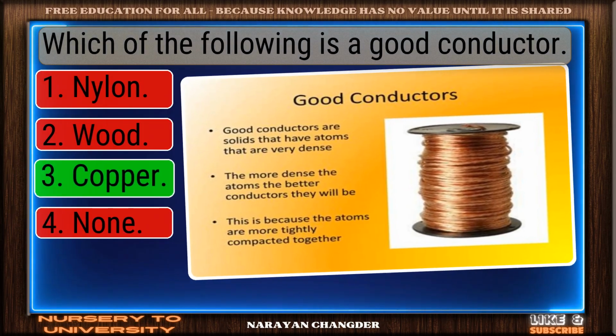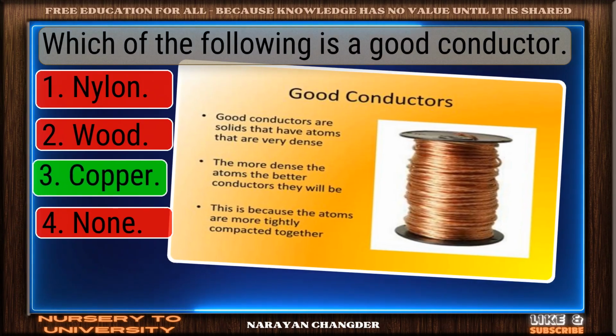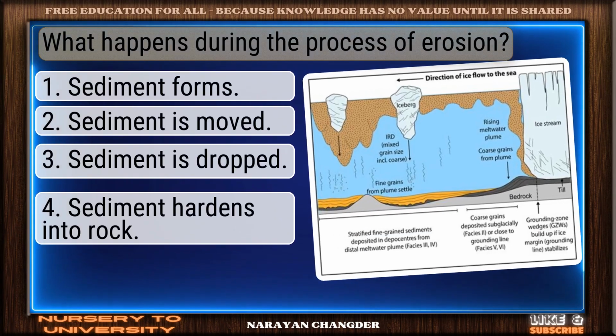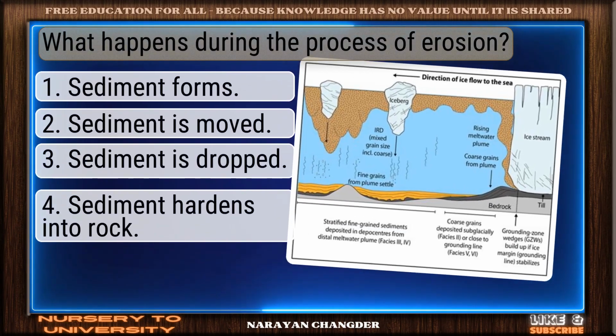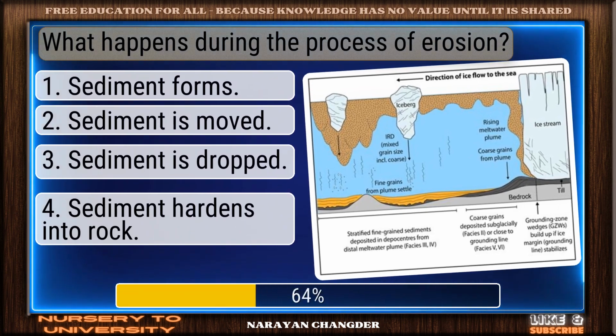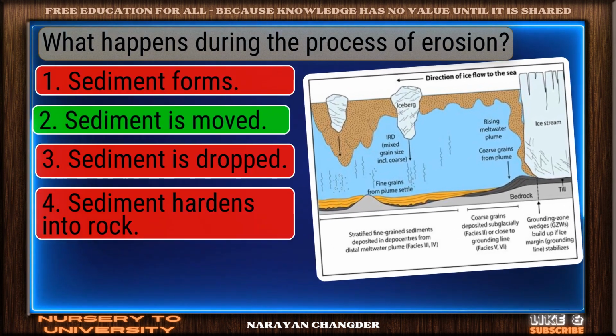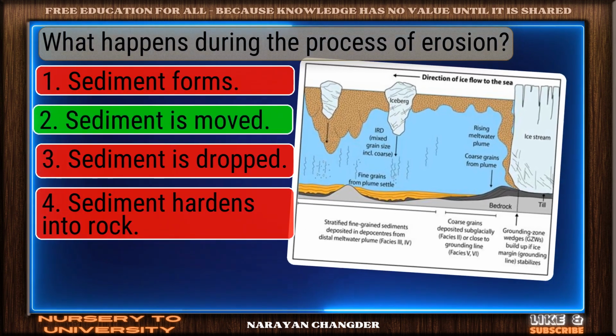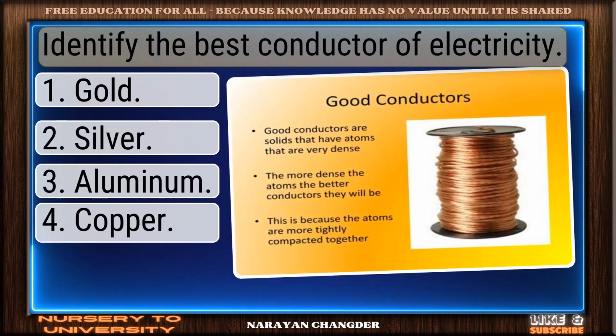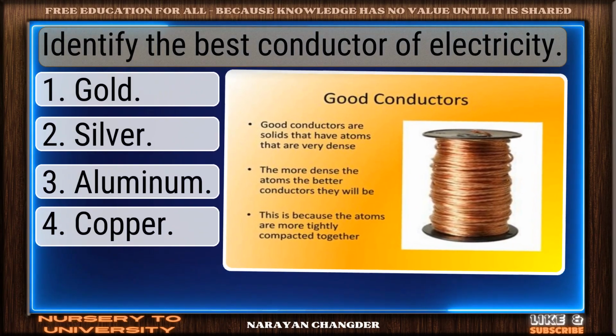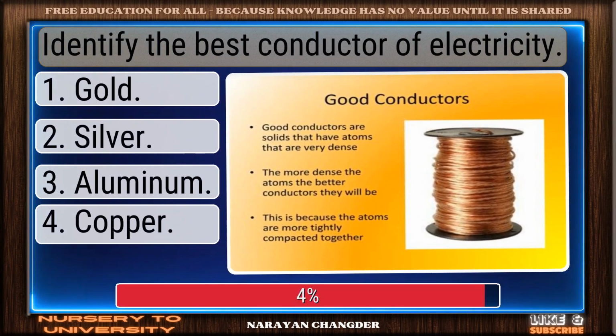Solid response. Copper is a valid choice. Question number 116. What happens during the process of erosion? Smart pick. Sediment is moved is the correct choice. Question number 117. Identify the best conductor of electricity.